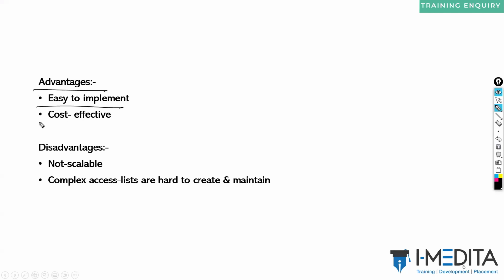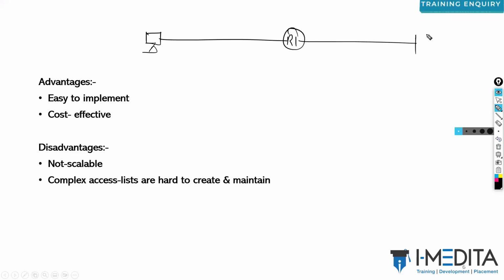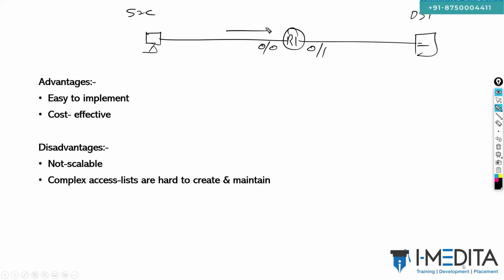Advantages are easy to implement and cost effective. How can we say it is easy to implement? We have a PC connected to a router via switch. The router is connected with a server here. Now this is our source and this is our destination. Router interfaces 0/0 and 0/1. At this interface the packet will come in, at this interface the packet will go out. Either in the in direction or the out direction, you can apply ACL.